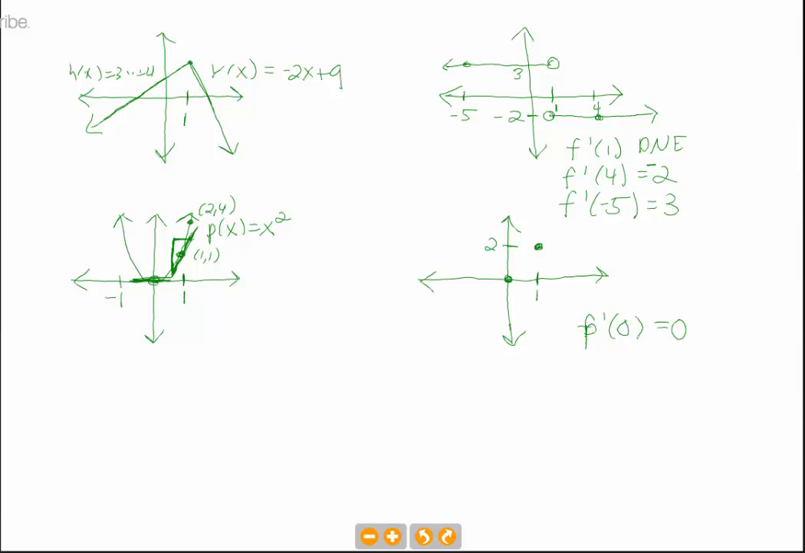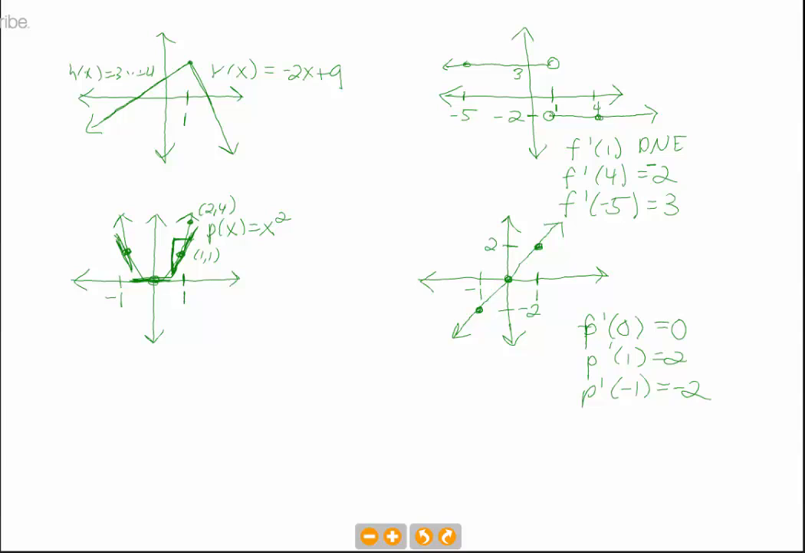And again, you're drawing in mini tangent lines and just approximating them. And then I know I've got a symmetry over here at negative 1. So I've got my mini tangent line here. At negative 1, I know my slope is negative 2 because it's going down. So I'm going to put a point there, and then I'm going to draw in my line. It would be a little easier to see on graph paper. So therefore I know that p prime of 1 is 2 and p prime of negative 1 is negative 2.